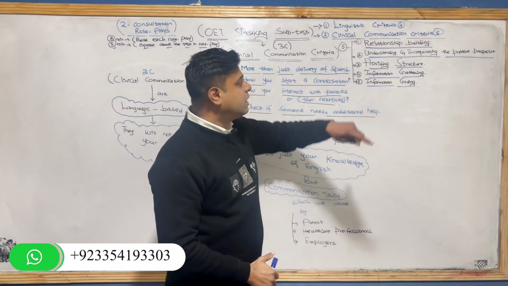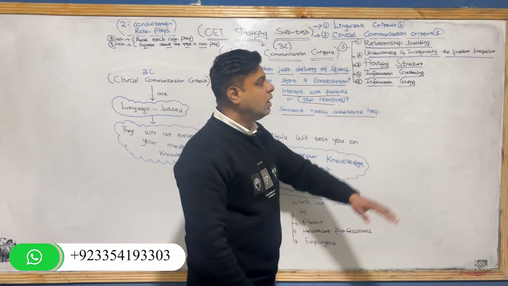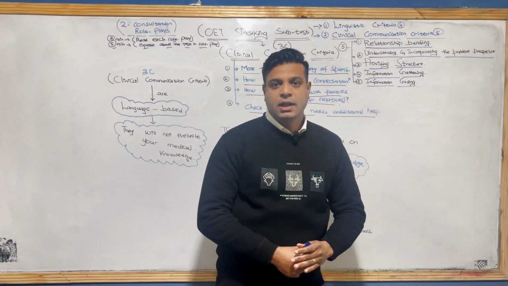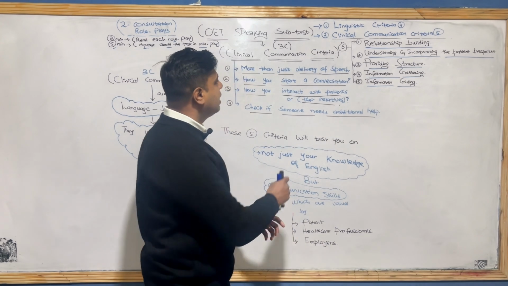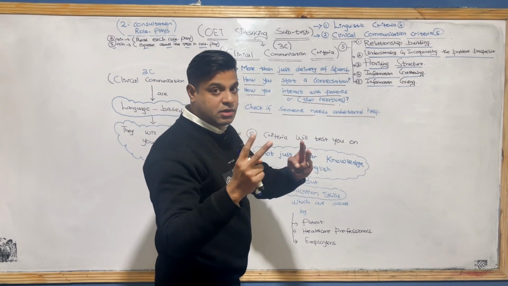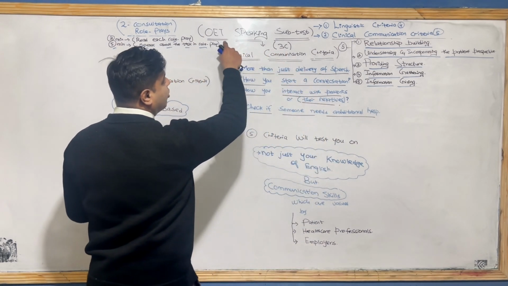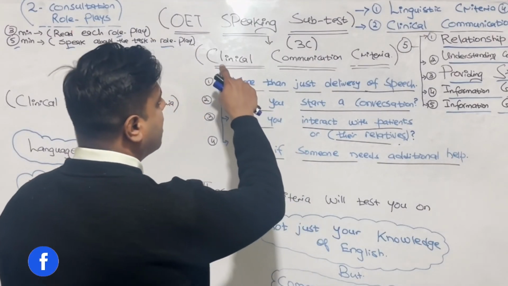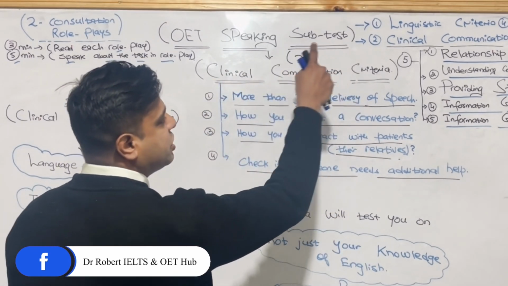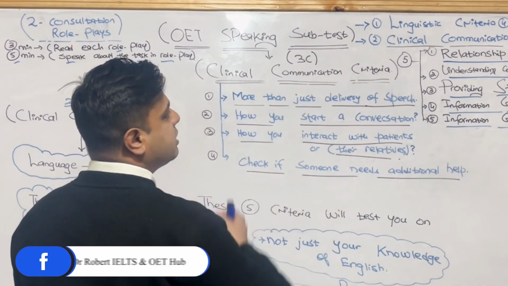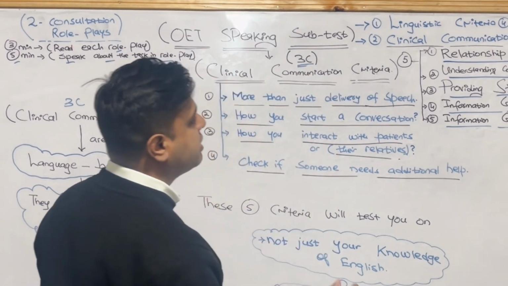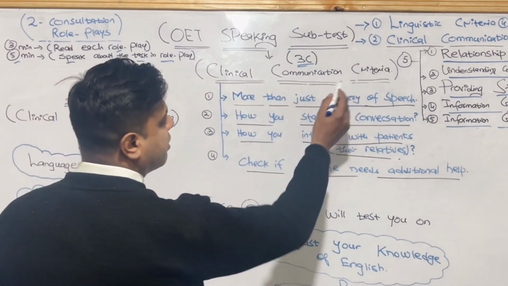I have given a detailed video about the linguistic criteria. You can watch it in my previous videos, but today's task is about the clinical communication criteria, which is the second criteria in the OET speaking sub-test. Now, clinical communication criteria: one C, second C, and third C. I call it 3C. So the 3C criteria is the clinical communication criteria.